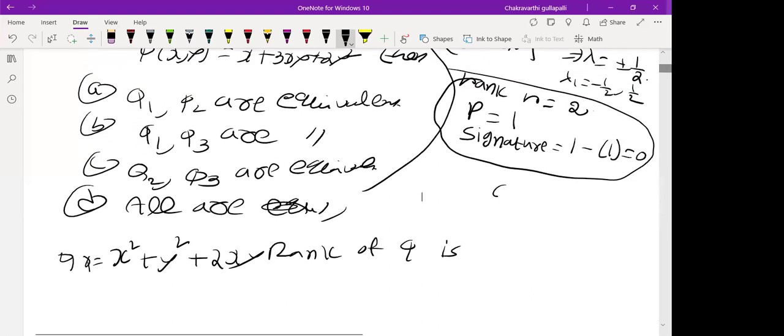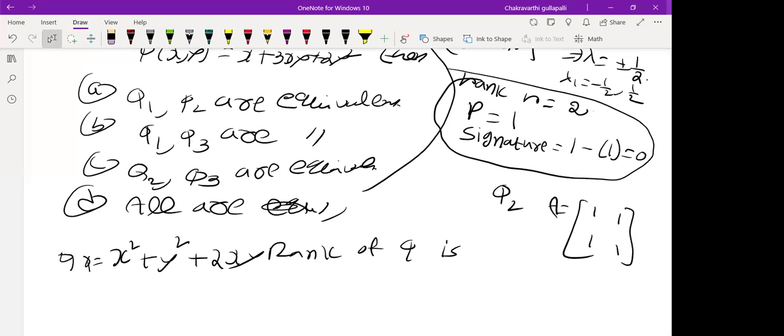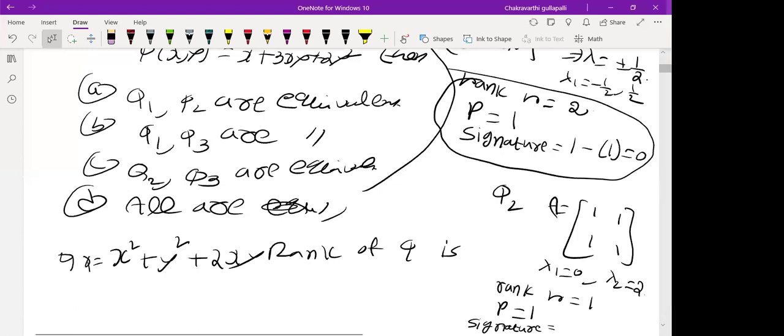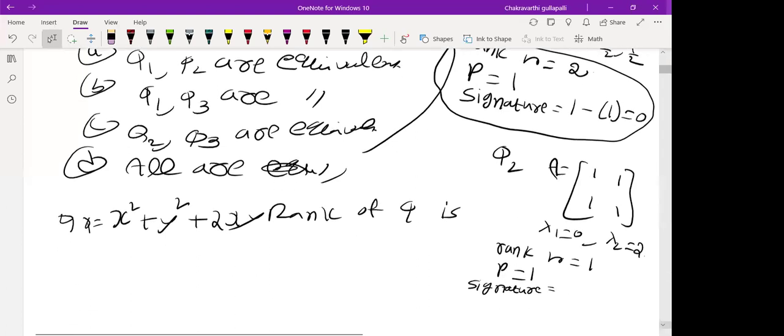In Q2 data, what is the matrix corresponding to this? For x² and y², this is 1, this is 1. For this, what are the eigenvalues? 0 and 2, a shortcut. So what is the rank? The number of non-zero eigenvalues is 1. What is the index? The number of positive eigenvalues, that is 1. Next is the signature, which is the number of positive minus the number of negative eigenvalues. Positive is 1, negative is none here, so 1 minus 0 is 1.